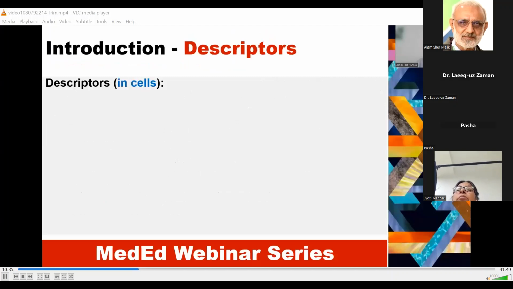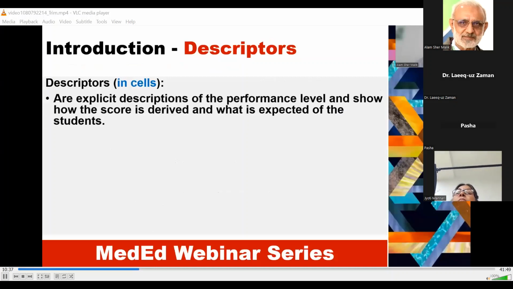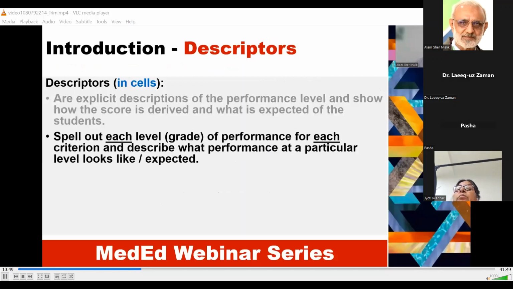Descriptors, which are given in the cells of a rubric, are explicit descriptions of the performance level and show how the score is derived and what is expected of the students. Descriptors spell out each level of performance for each criterion and describe what performance at a particular level looks like or is expected.